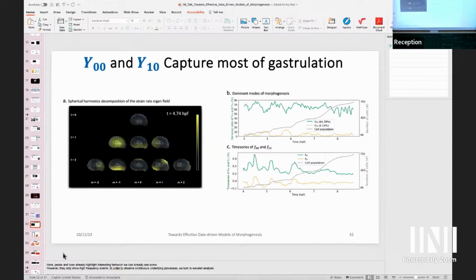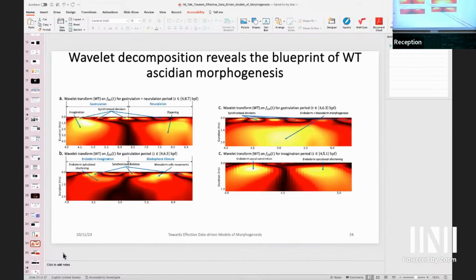And you see that the behavior of the spectral decomposition is different in the first half and the second half. Different processes, exactly. And we can see it more clearly here.